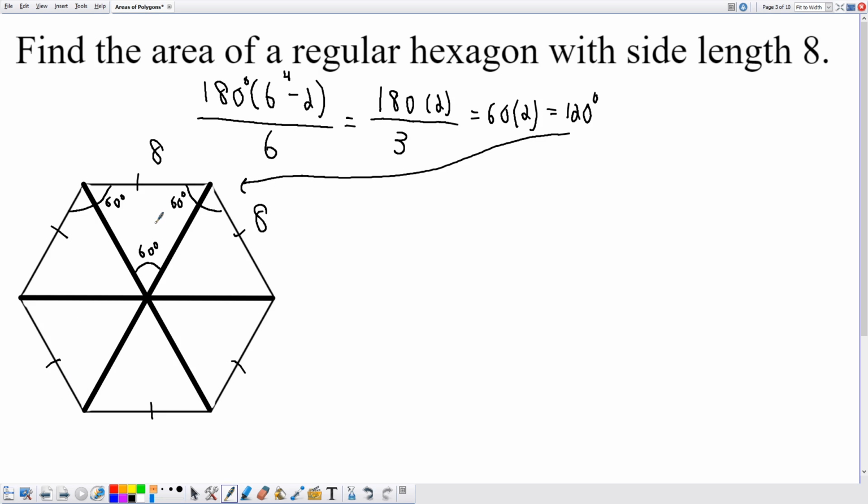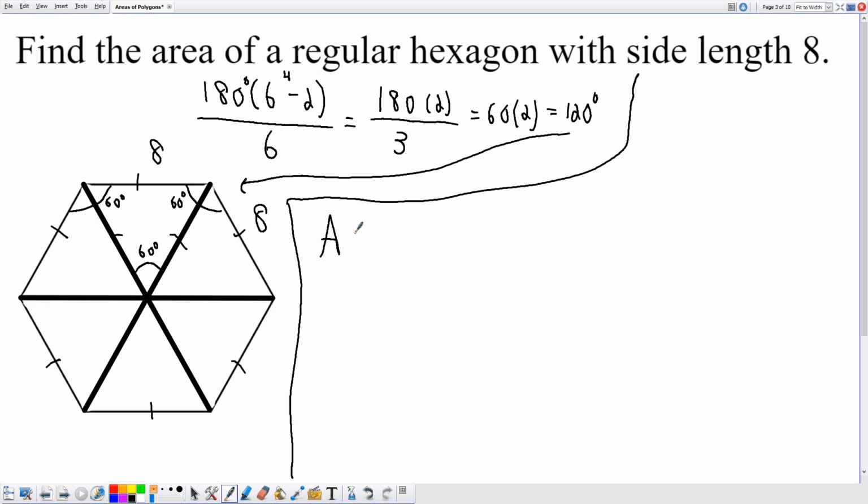So, how can we continue from there? Well, if we know they're all equilateral, we know the side lengths are the same. So each side length is 8. And therefore, I can just use one of the formulas that we used for the area of an equilateral triangle. So the area, for the equilateral triangle, I'll just put a T, area of the triangle.